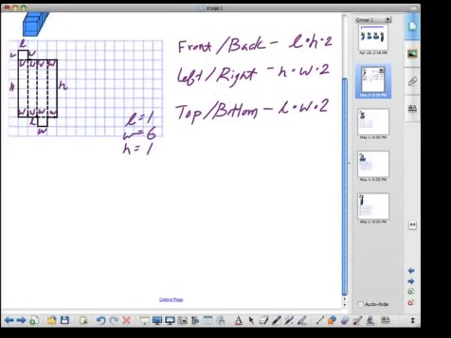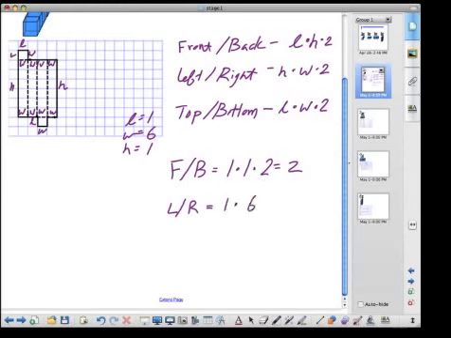So for the front and the back of my box, the surface area is 1 times 1 times 2. It's my length times my height times 2 because I have two surfaces. And that gives me 2. For the left and the right side, I've got the height, which is 1, times the width, which is 6, times 2 for two surfaces, gives me an area of 12. And whenever you have an area, it's 12 square units.